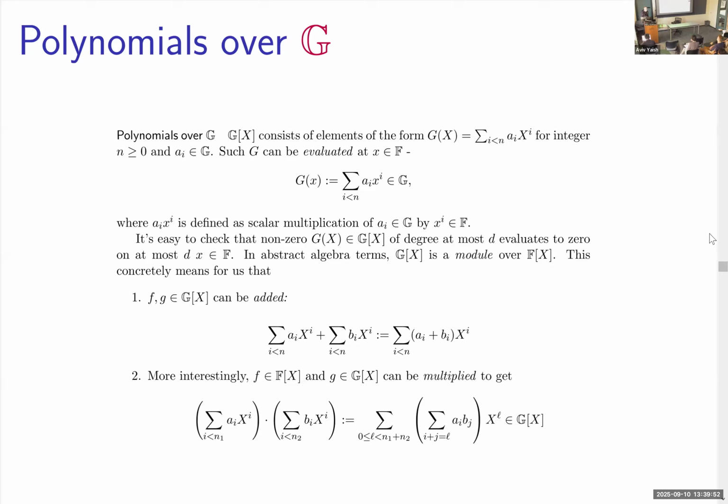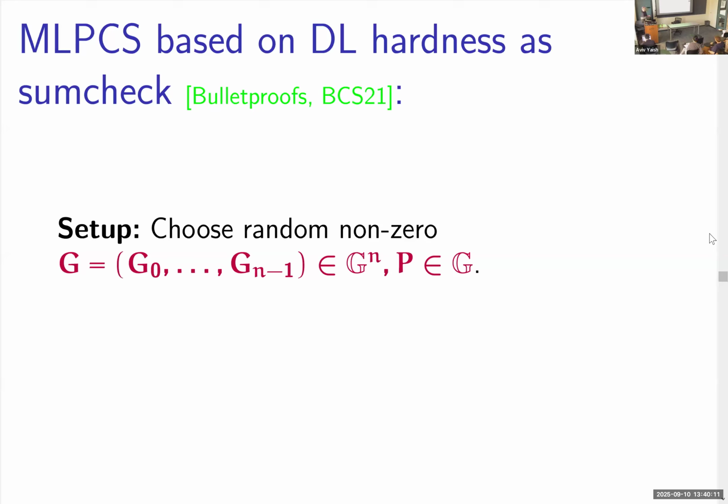This is from BCS21. So now basically we're going to go over the inner product argument from the Bulletproofs paper, but as done in BCS21, we're going to view it as a sum check over a polynomial with coefficients in the group.